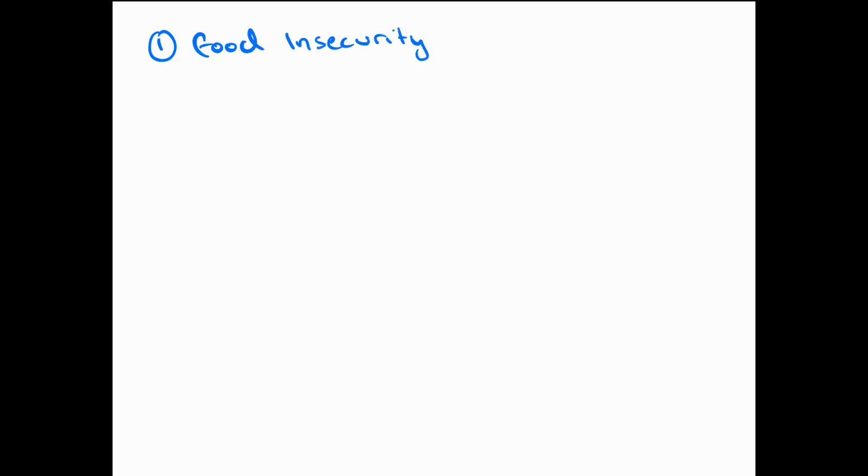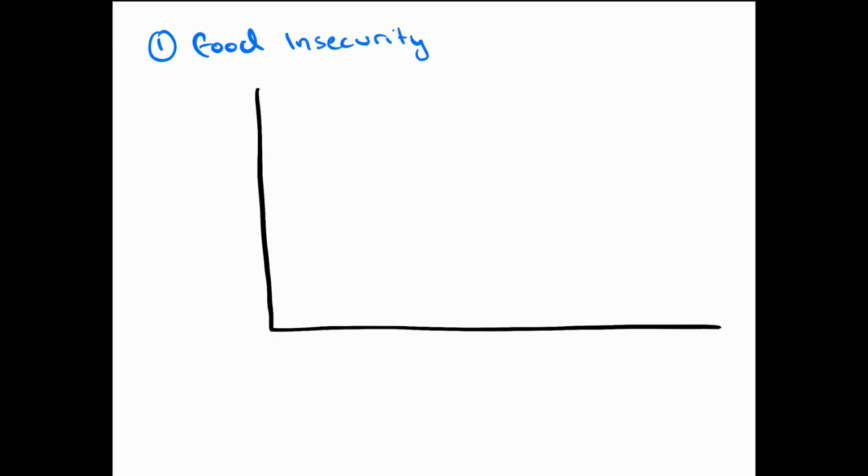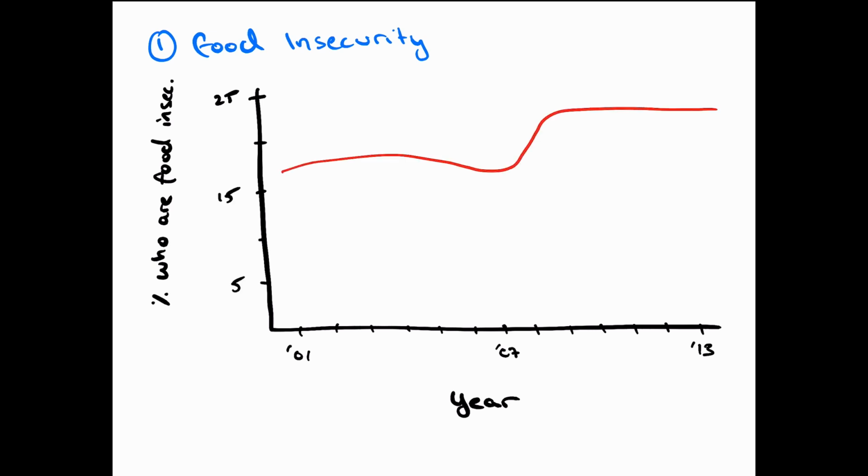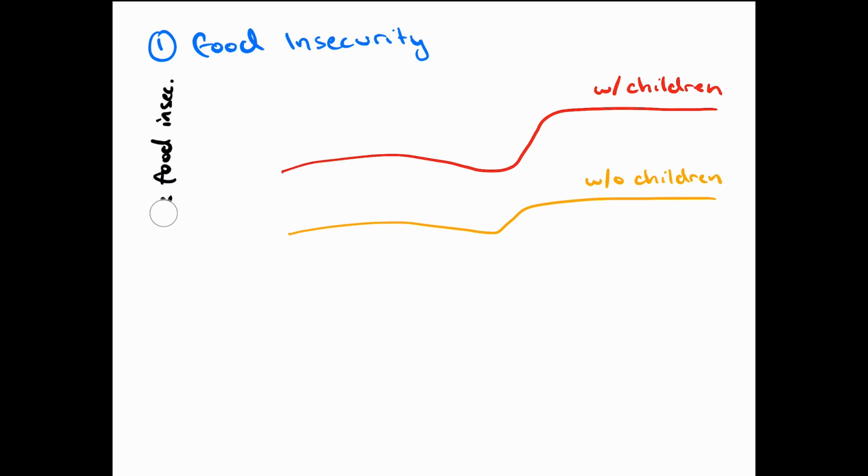This is a graph that was published in Health Affairs in 2015 that plotted the percent of people who are food insecure in the United States every year. We can see that there's been an increase over time from 2001 to 2013, and there was a marked increase in the 2008 recession. We can also see that households with children are more likely to have food insecurity than households without children. Furthermore, if we look at the effects of food insecurity on children and adults, a whole host of things can happen, especially to children.